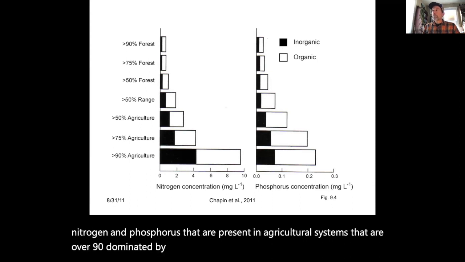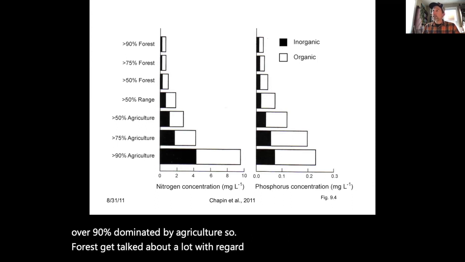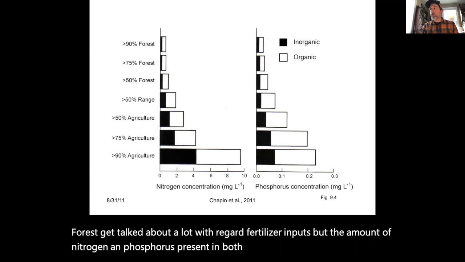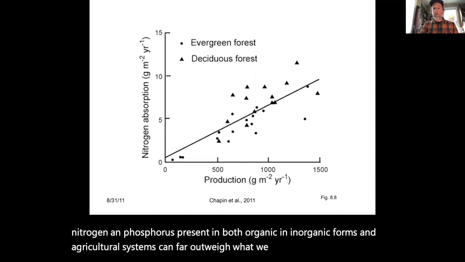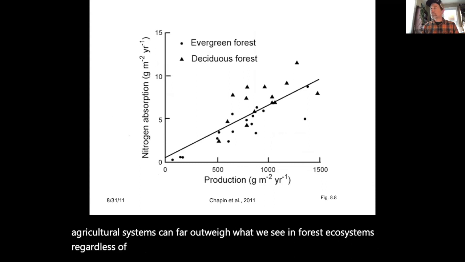So forests get talked about a lot with regard to fertilizer inputs, but the amount of nitrogen and phosphorus present in both organic and inorganic forms in agricultural systems can far outweigh what we see in forest ecosystems, regardless of fertilization activity.